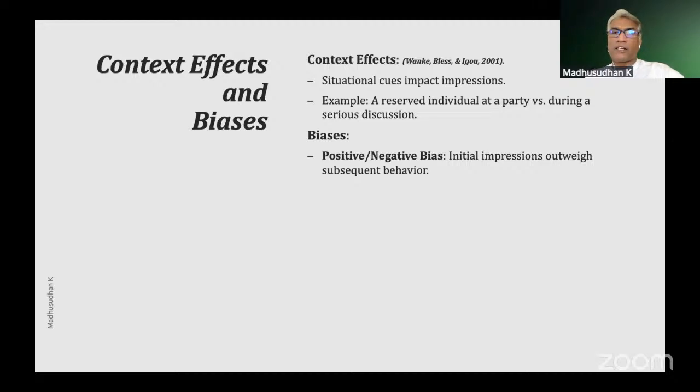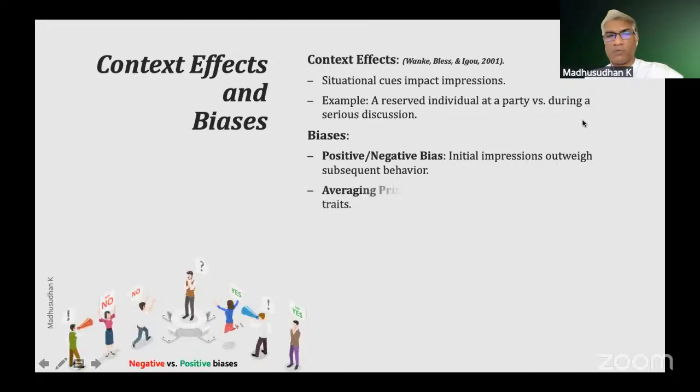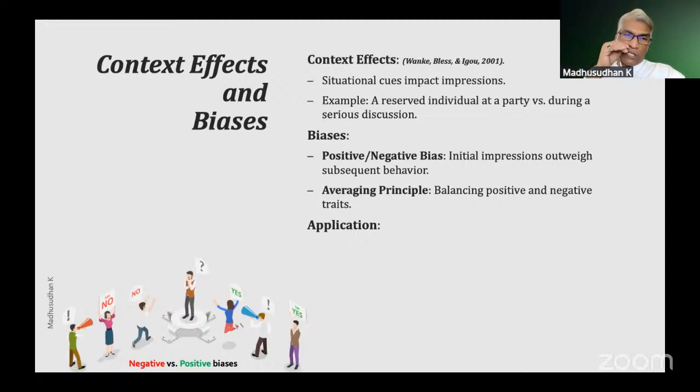Initially, definitely, as I previously illustrated, so many people may give you positive or negative biases, or you may form positive or negative biases. Initial impression, as I said, in the averaging principle, you put them together, assess the positive and negative traits. Based on that, you make an assessment and judgment about that individual.